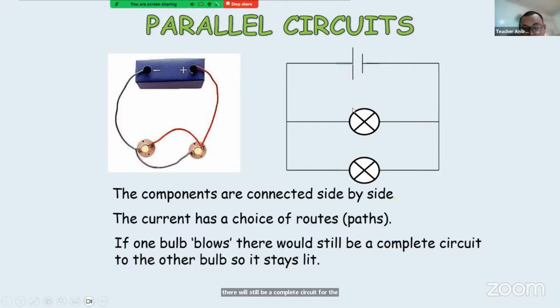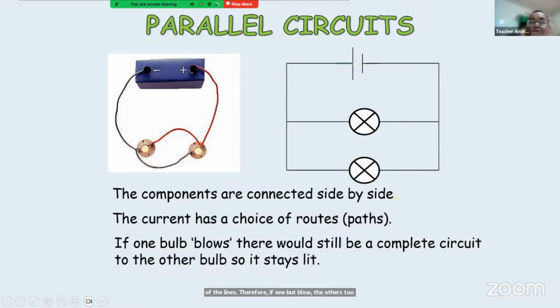Meaning to say, for example we have A and B, A is the middle one, B is the outside one. If A, the bulb, blows, there's a gap or break here, this light bulb will still be able to light up because it still forms a complete circuit. Even though there's a gap here, the current can't pass through here. However, current can still pass through the outer lines. Therefore, if one bulb blows, the other can still be lit up.